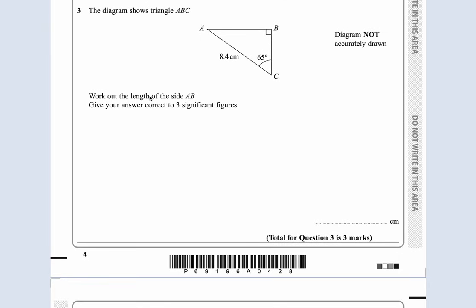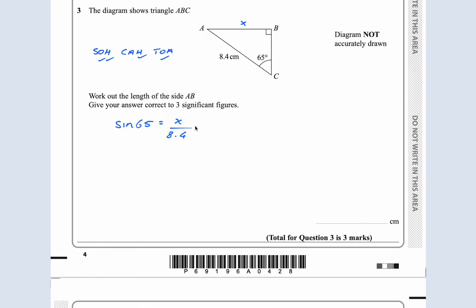Okay, question 3. Work out the length of the side AB, right? This is fairly straightforward. So SOH CAH TOA. This is the angle. We want the opposite. Let's call it x. So we want the opposite. Tick O for opposite. We have the hypotenuse. Tick for the hypotenuse, the one with the 2 ticks. So I'm going to use sine. So sine of 65, sine of the angle, is equal to opposite, which is x, over hypotenuse, which is 8.4.